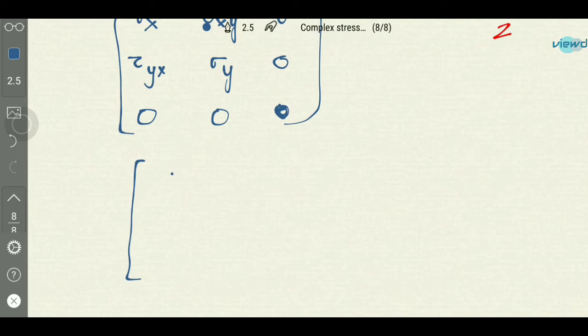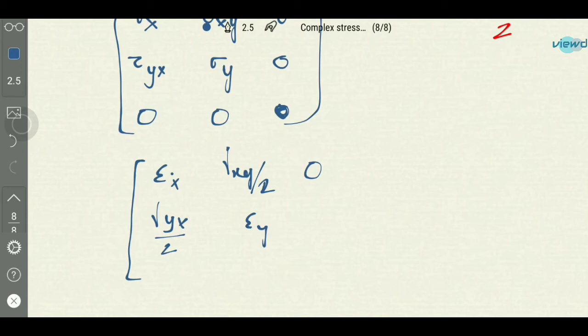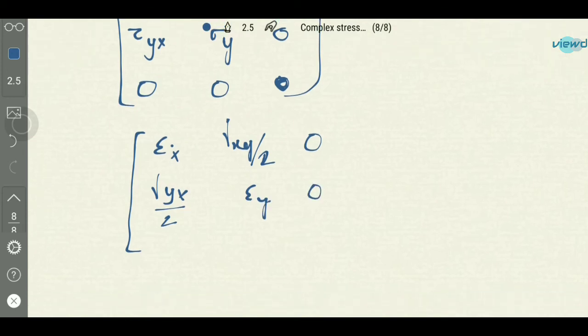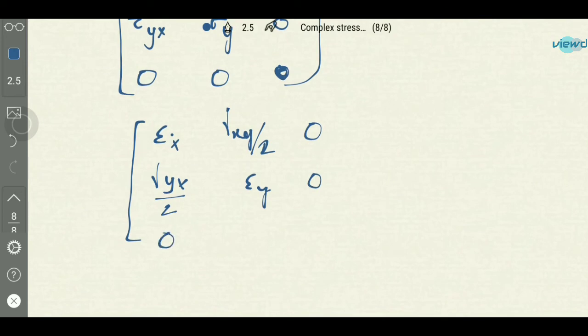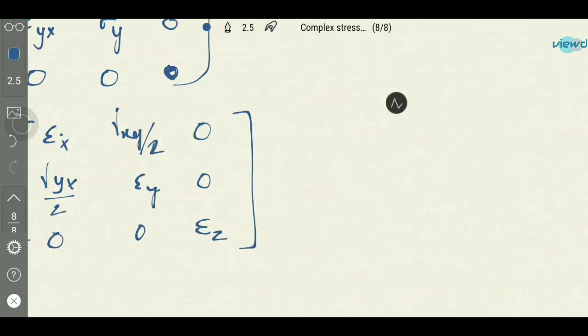In plane stress condition, the strains: epsilon x may be present, and gamma xy divided by 2, and it is 0 here, and gamma yx by 2, epsilon y may be present, and here gamma yz divided by 2 will be 0, and gamma zx divided by 2 is 0, and gamma zy divided by 2 is 0, and epsilon z will be present, as this is a plane stress condition.